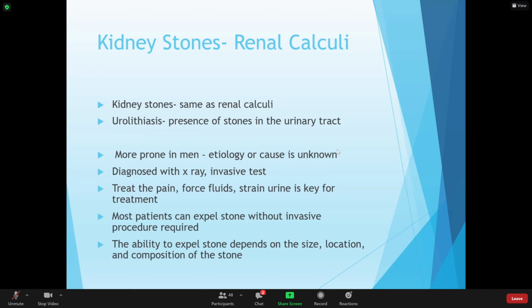If the patient has a stone, we're going to treat the pain. We're always going to increase fluid. So that would mean drinking more fluids and then obviously giving them IV fluids to help force out that stone that the patient has. We're going to strain their urine.